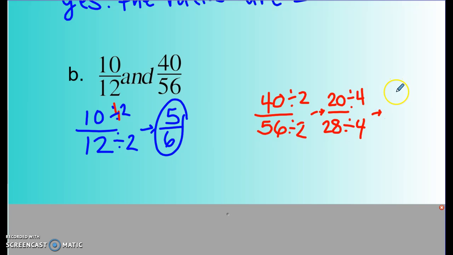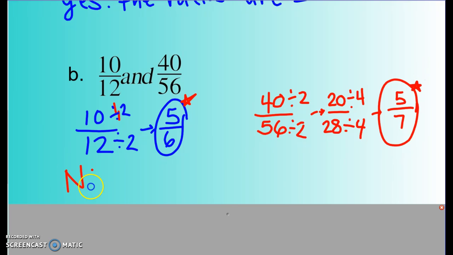And I see 20 divided by 4 gives me 5. 28 divided by 4 gives me 7. Again, both of those are prime, so that would be simplest form. And we notice then that 5/6 is in simplest form, and 5/7 is in simplest form, and these do not match. So these two ratios are not a proportion. The ratios are not equal.